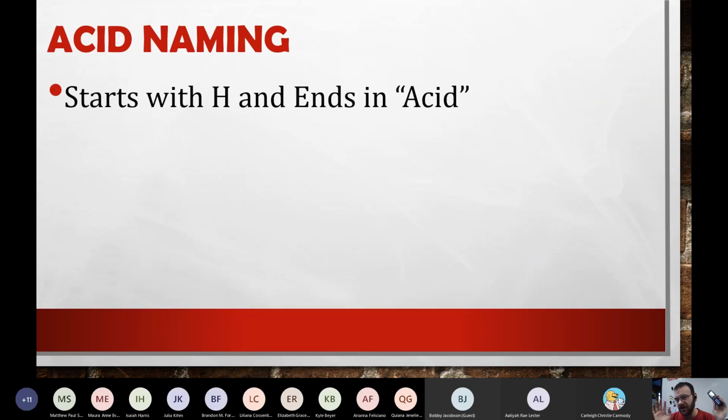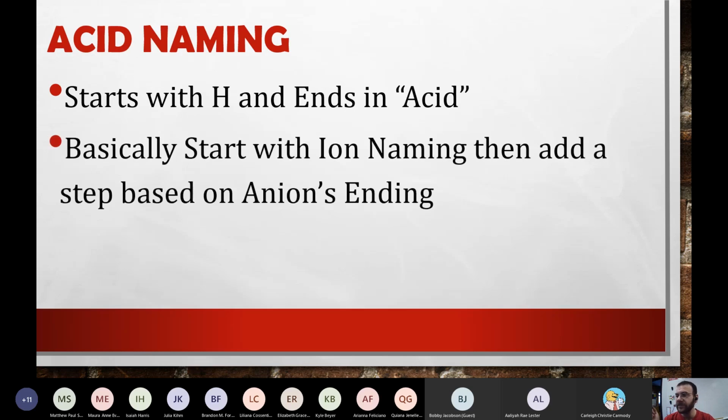Acids start with hydrogen pretty much every time. There are 3 exceptions, which I will go over, and we end them in the word acid. So whenever we have an acid, we'll have one word, and then the second word will be acid, and it will always start with a hydrogen.